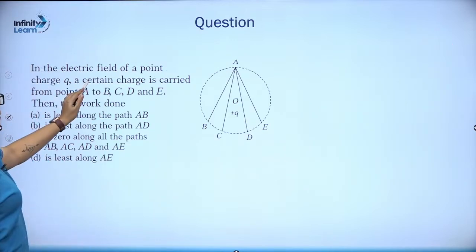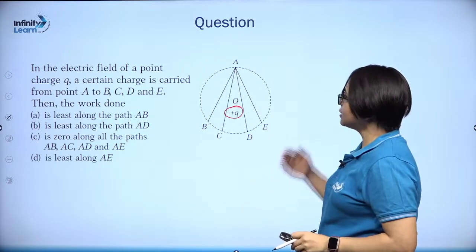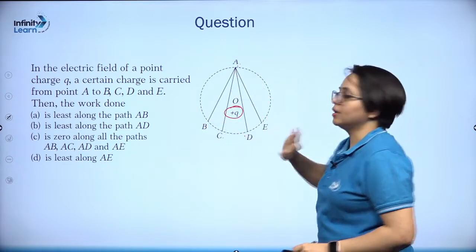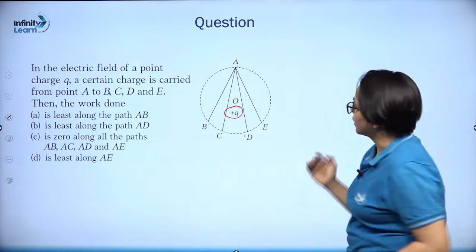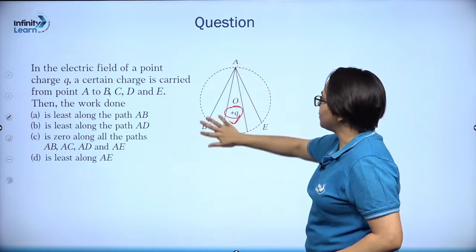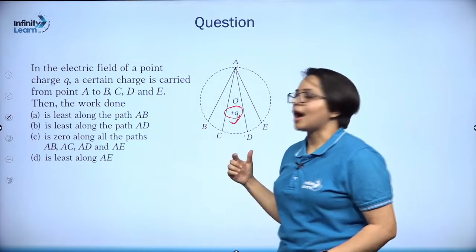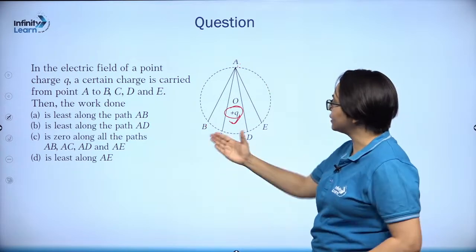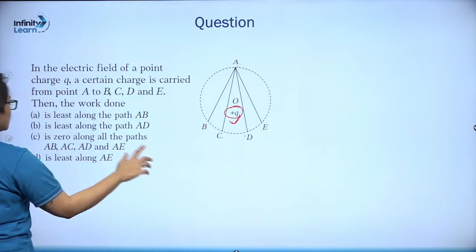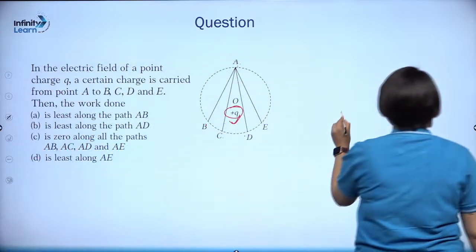In the electric field of a point charge Q, this point charge Q is placed over here and a certain charge is carried from point A to B, A to C, A to D and A to E. There are 4 paths through which we are carrying a charge in the presence of this point charge plus Q, over here through AB path, AC path, AD path and AE path, like this. Then you have to compare work done along all these 4 paths. Is least along path AB, is least along path AD, is 0 along all the paths, and is least along path AE, right? Work done is equal to Q delta V, children.